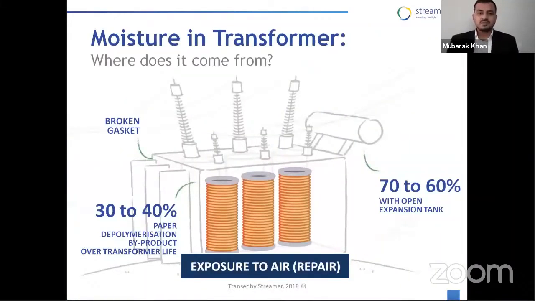Where does the moisture come from in a transformer? It comes from the tank, of course, right? 60 to 70% of the moisture is coming from the breather, and 30 to 40% of the moisture is formed within the transformer by the normal depolymerization of the transformer. So the moisture source is external as well as internal.